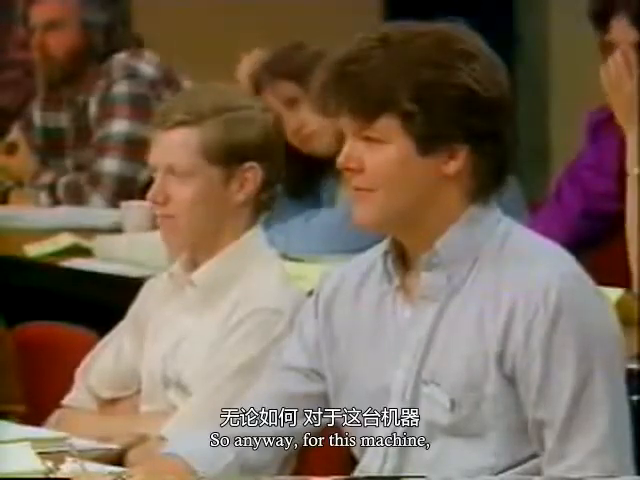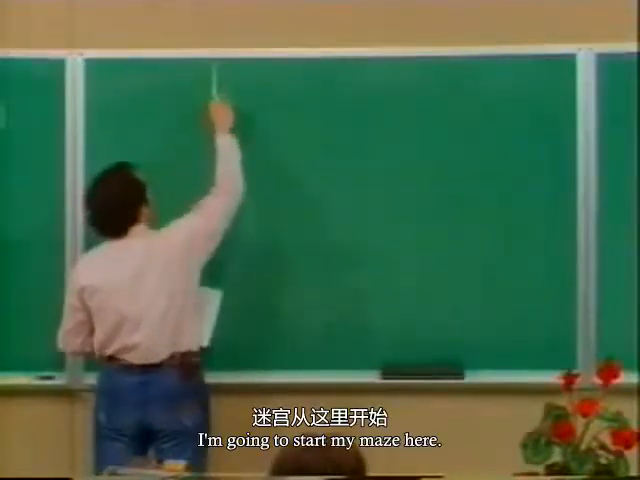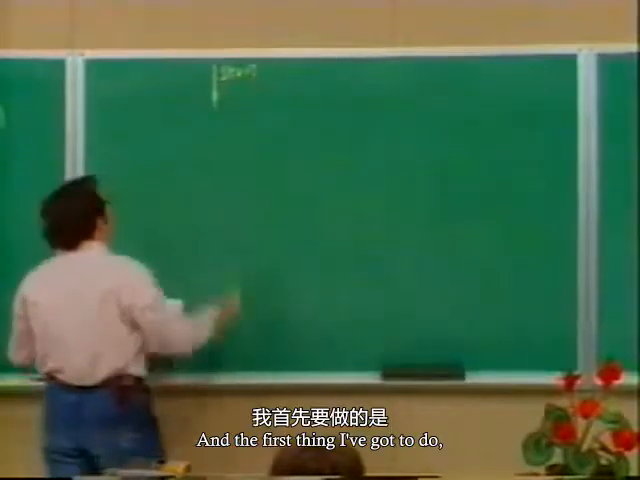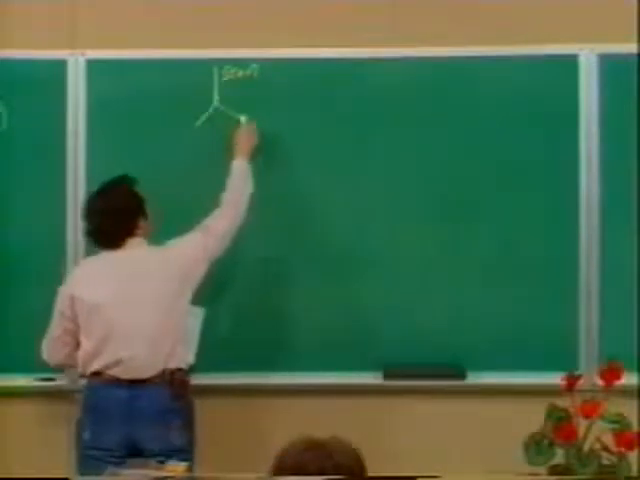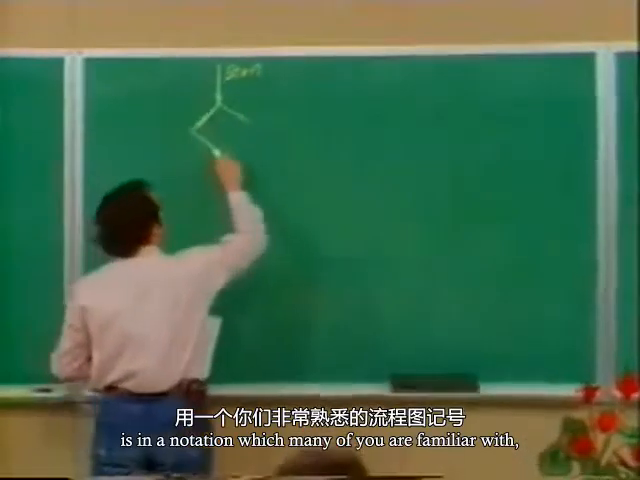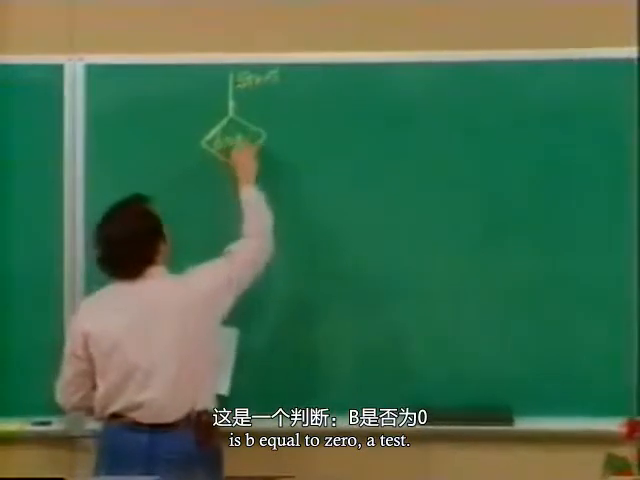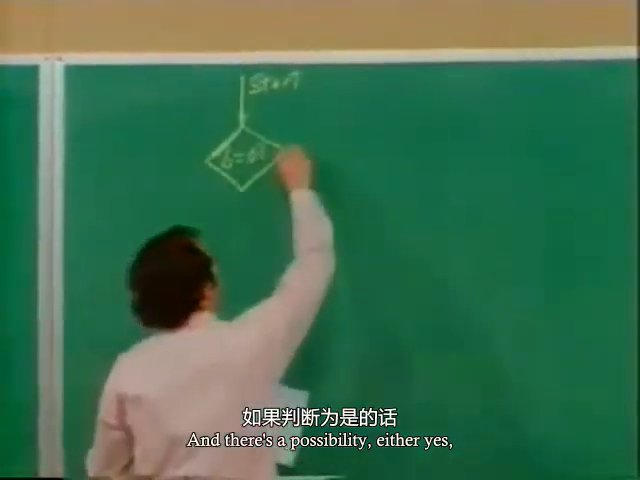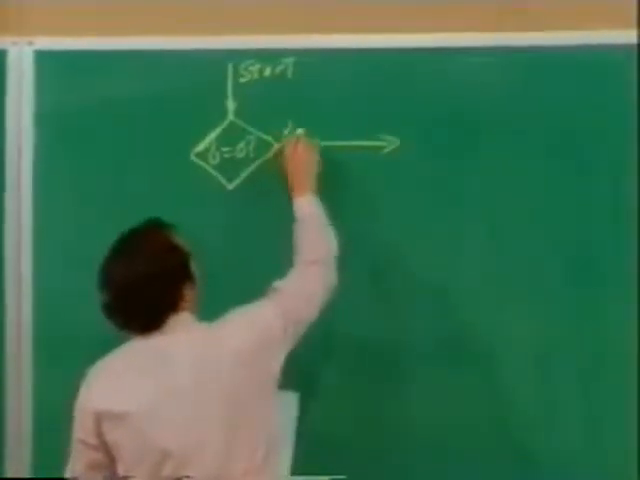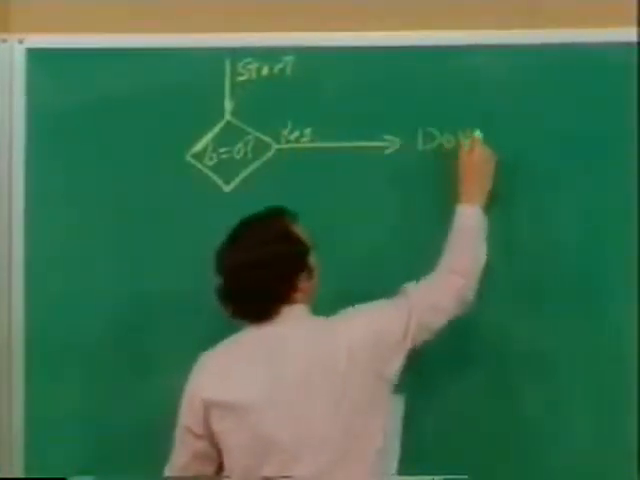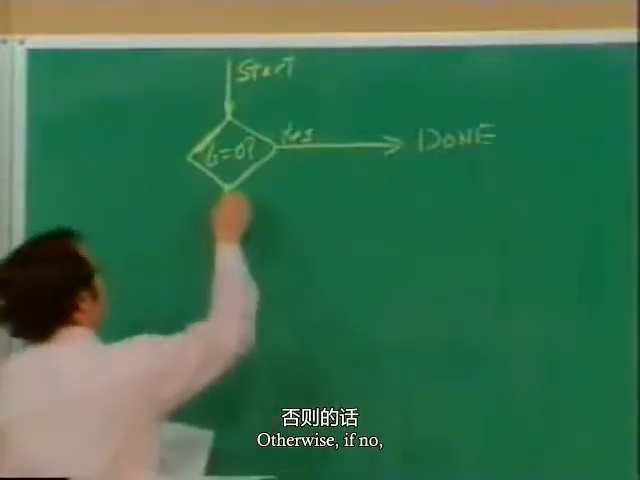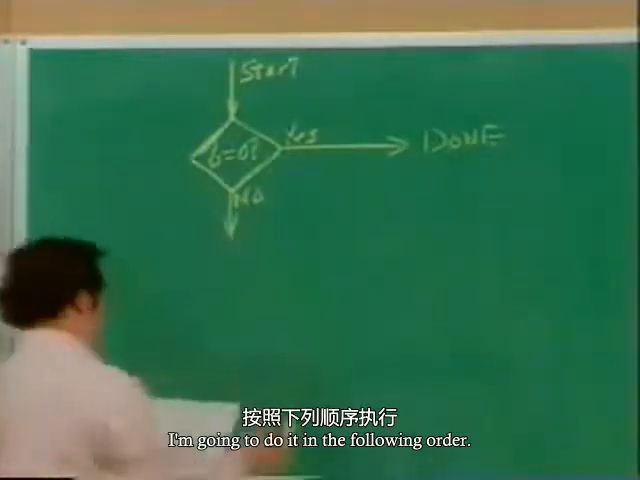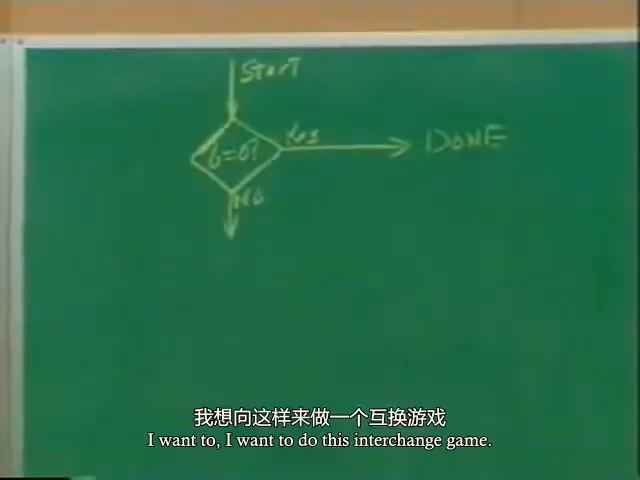So anyway, for this machine, what I have to do is the following. I'm going to start my maze here, and the first thing I've got to do, in a notation which many of you are familiar with, is b equal to 0, a test. And there's a possibility. Either yes, in which case I'm done. Otherwise, if no, then I'm going to have to roll over some bumpers. I'm going to do it in the following order.